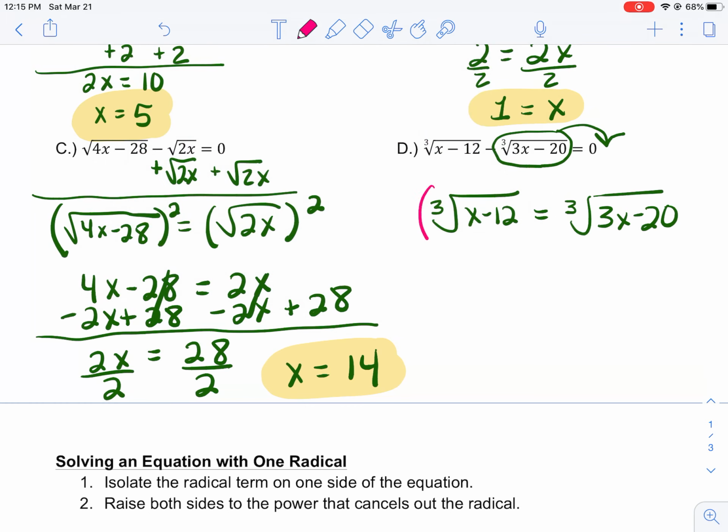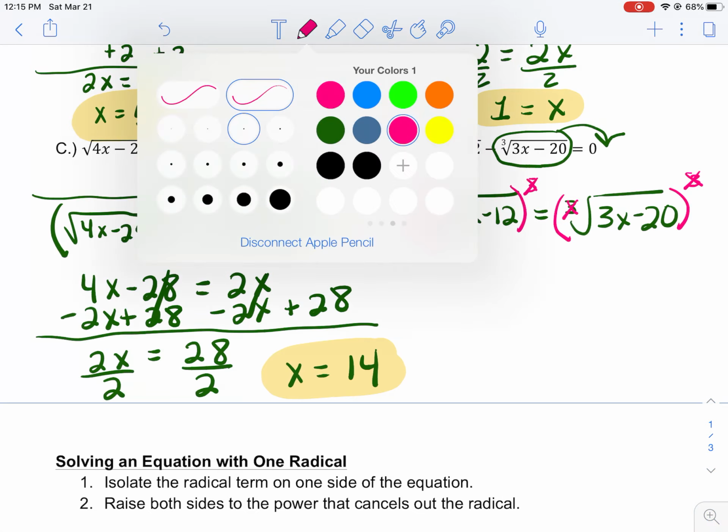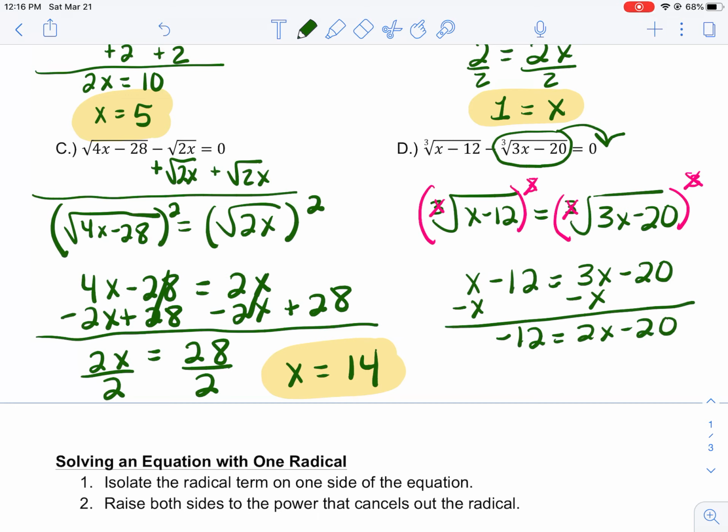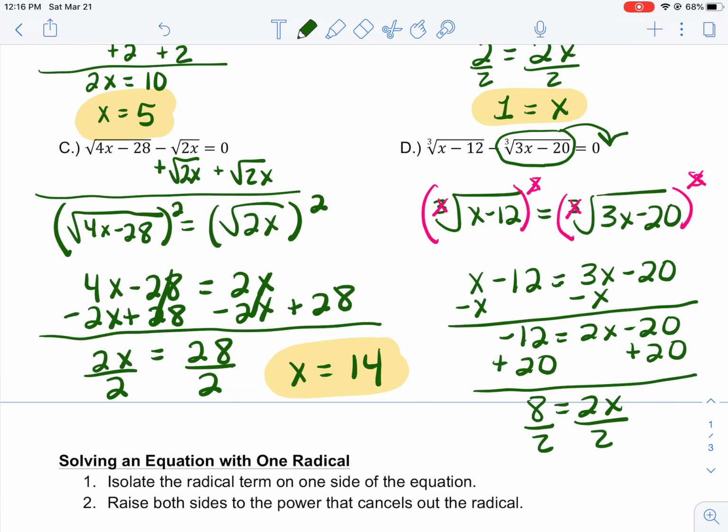Okay, so now I can raise both sides to the third power. And when I do that, this 3 cancels out the 3 here, so these undo each other. And you lift the gate, you get x minus 12 equals 3x minus 20. So in this case, I'm going to subtract x from both sides. I get negative 12 equals 2x minus 20. And then I'm going to add 20 to both sides. Okay, you can use a calculator if you need to at this point. 8 equals 2x. And then if we divide both sides by 2, we get x equals 4.